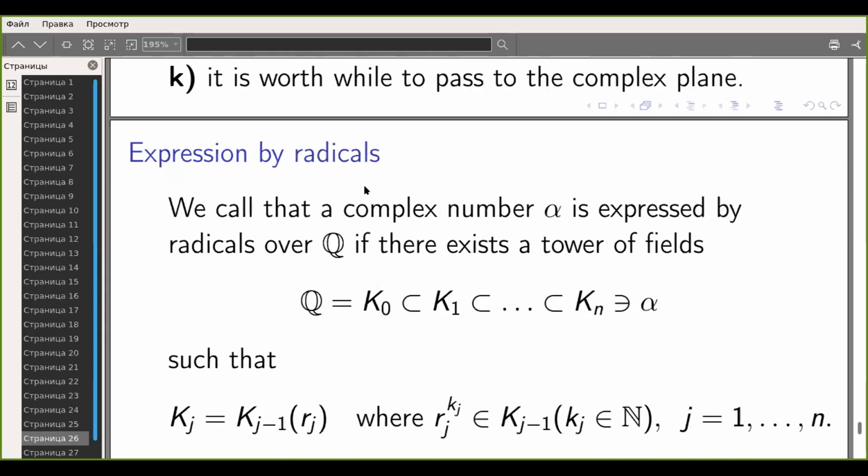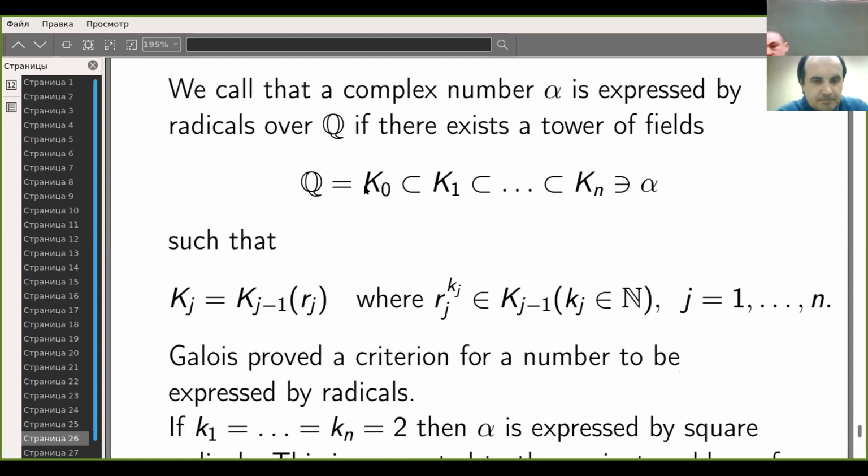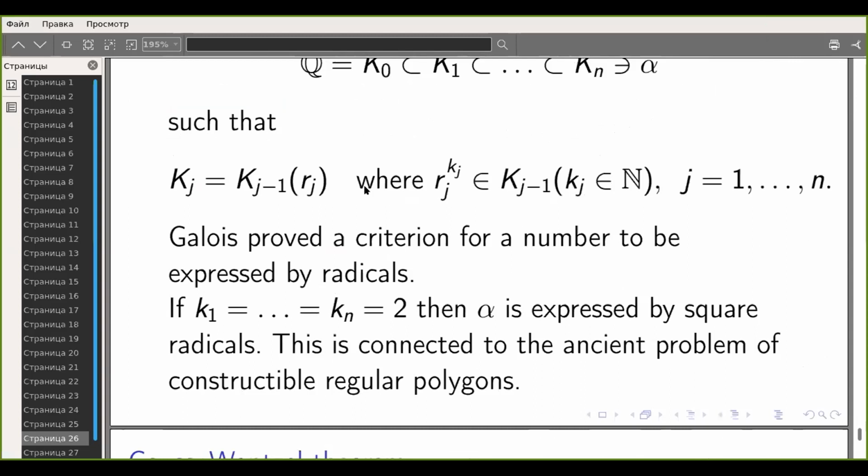Then the next big problem is dedicated to expression by radicals. We call a complex number expressed by radicals over Q if there exists a tower of fields such that every extension in this tower is radical. This is the formal definition. As I said earlier, Galois proved a criterion for a number to be expressed by radicals. It's a very complicated problem, and we consider only a partial case of it with square radicals, because it's connected to the ancient problem of constructible regular polygons.